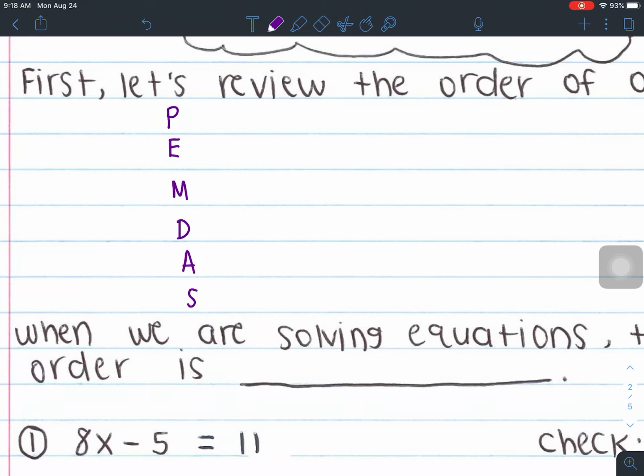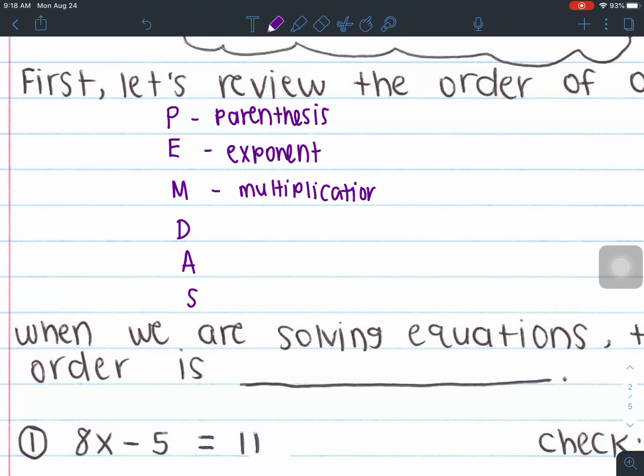Okay. So P stands for parentheses, exponent, multiplication, division, addition, subtraction.